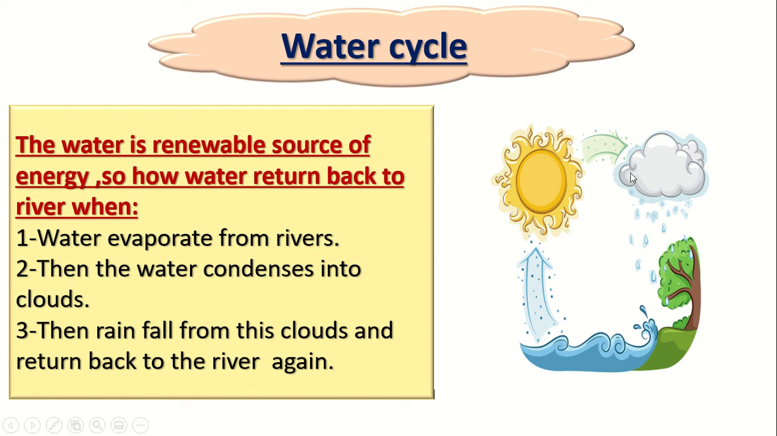Okay. How can the water return back to the river again? At first, the water of the river is exposed to the sun. When the sun heats the water, it will turn into water vapor. Excellent. When the water turns into water vapor, this is called which process? This is called evaporation. So repeat after me: evaporation. What's the meaning of evaporation? When the water turns into water vapor. So when the water heats up and becomes water vapor, this is called evaporation.